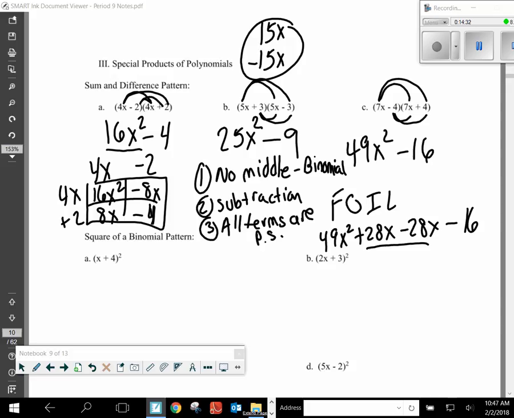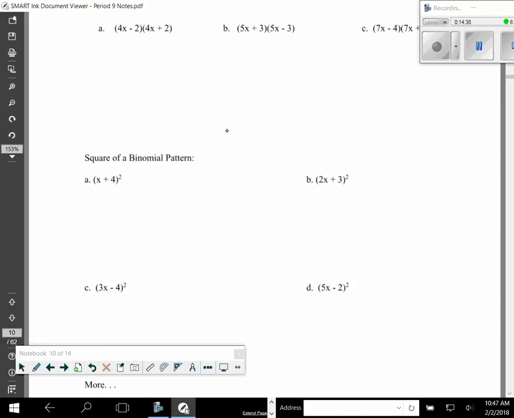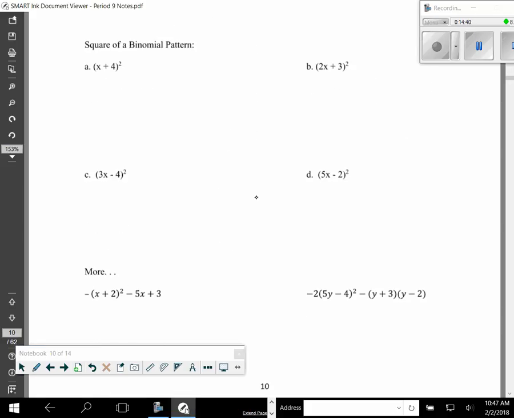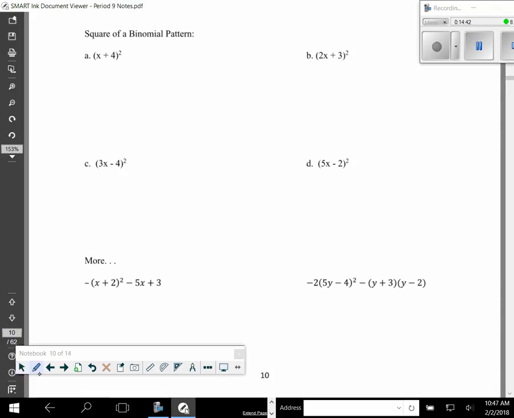Okay. All right. Moving on. Next, we have square of a binomial pattern. This also has some really cool things. But we're going to start off just by making our boxes. Most common mistake is for people to do this. X squared plus 16. No, that is incorrect. So if that's you, if you're moving ahead on me, erase it. Pay attention. Stay with me.